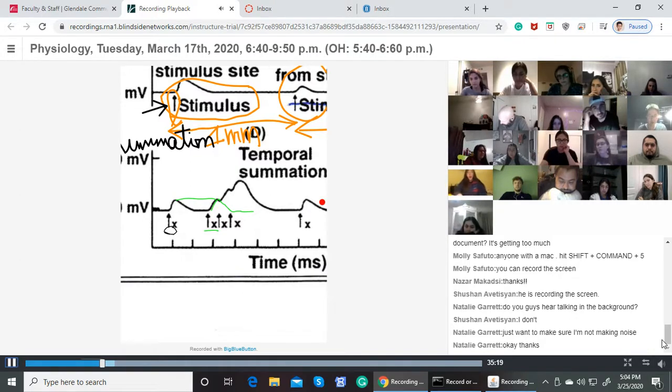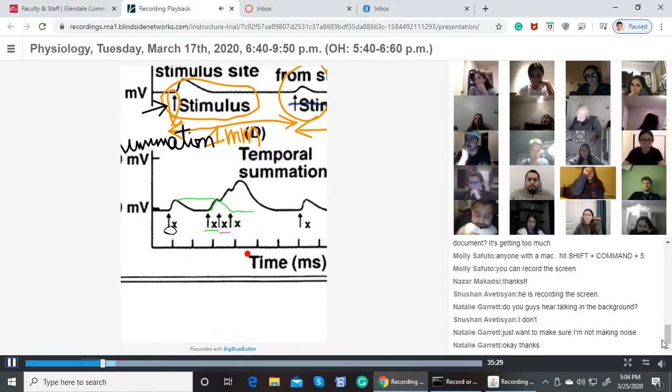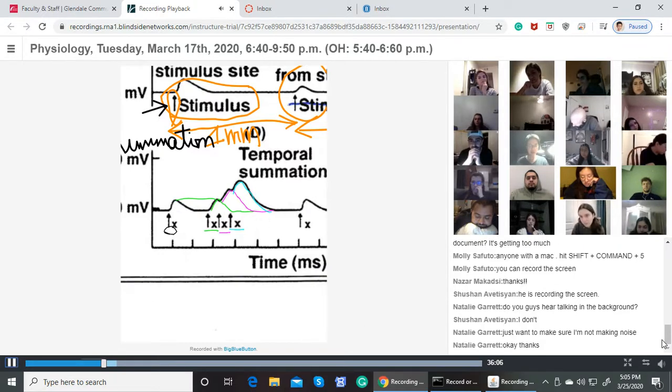Before the graded potential dies, we give another stimulus X, the same stimulus X, the same intensity. So we give the stimulus at the peak of the green one, the first one, so that we induce another one, the purple one. Theoretically, it should be like this. But again, before it dies, what happened? We give a third stimulus at the peak of it, so that it goes like this. We build another one.